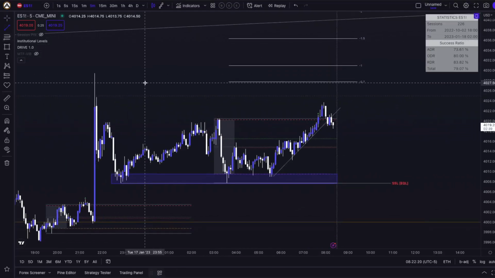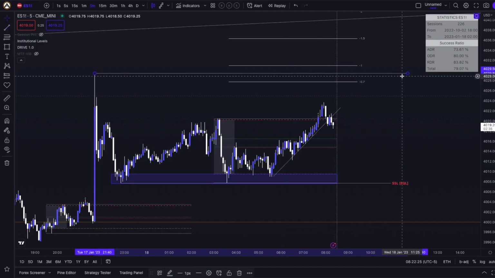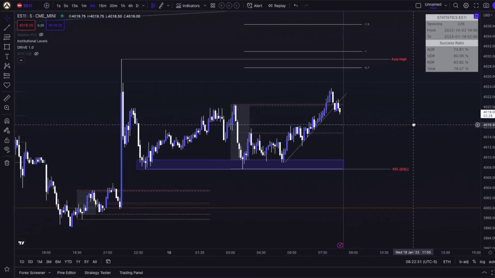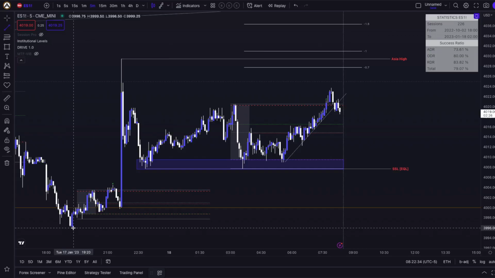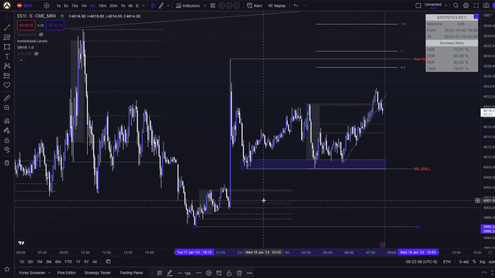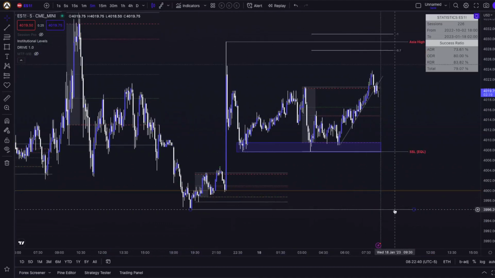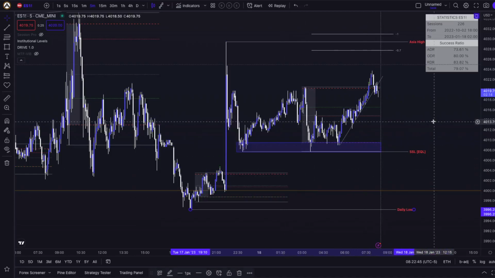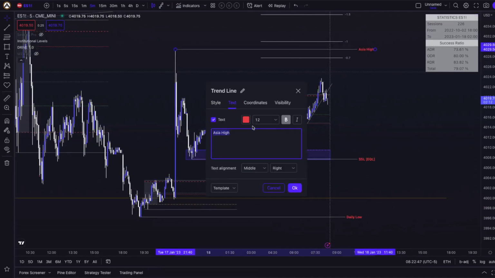We also have our Asia high sitting right up here. So we're going to draw this one up. Asia high. And we have our Asia low sitting right here, which is also our current day's low. Yep, this is our daily low as of right now. And Asia high is also equal to our daily high.